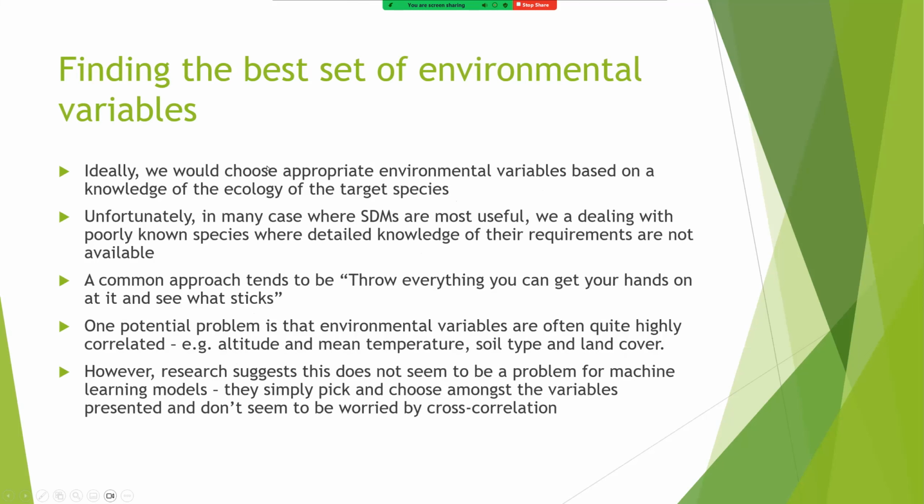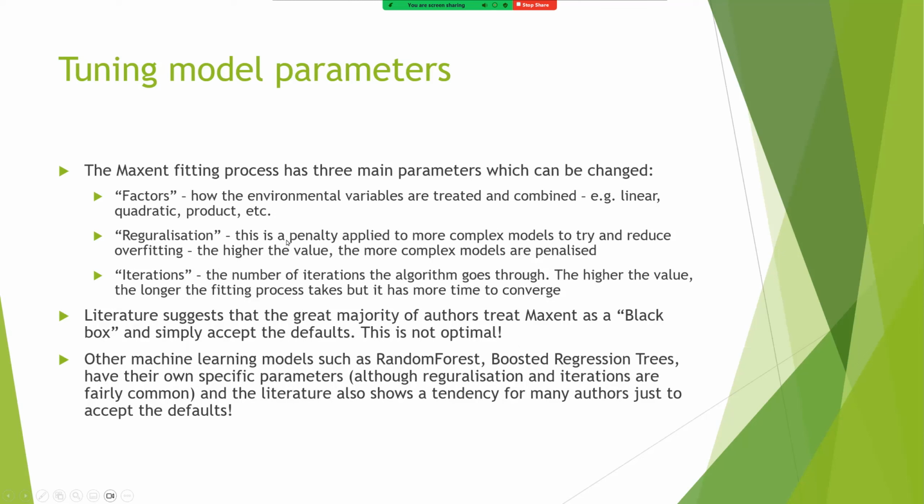Second parameter is the so-called regularization. This is a value that applies a penalty to more complex models. It's a way of fighting against overfitting. The higher the regularization value, the more complex models are penalized. And finally, we can tell it how many iterations to undertake. This is the number of iterations the algorithm goes through in trying to converge. And the higher the value, the longer the fitting process will take, but the more finely it'll converge.